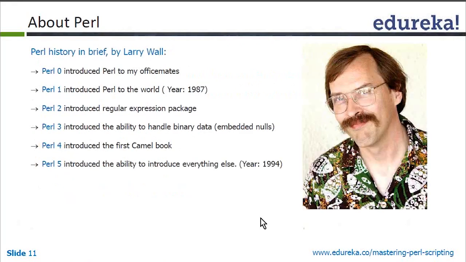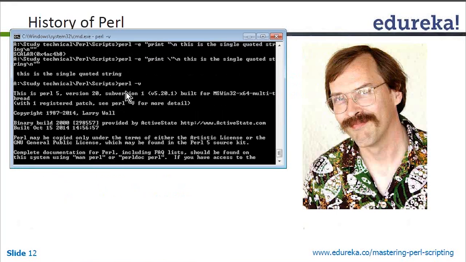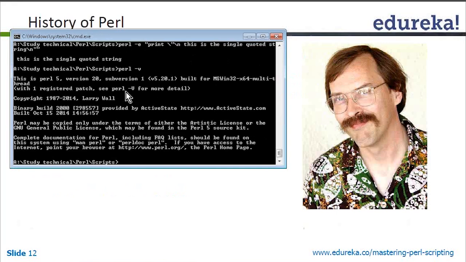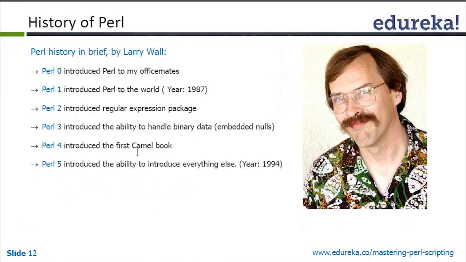So history of Perl. So you can go through this. There are different versions of Perl, like Perl 0, Perl 1, Perl 2, Perl 3, Perl 4, Perl 5. And if you just do perl -v, you can see on my screen, it will give you version 5. This is the latest version, which is provided by CPAN, who are actually contributing to development of Perl. So there were earlier versions, but this is the latest version. And so you can go through this.